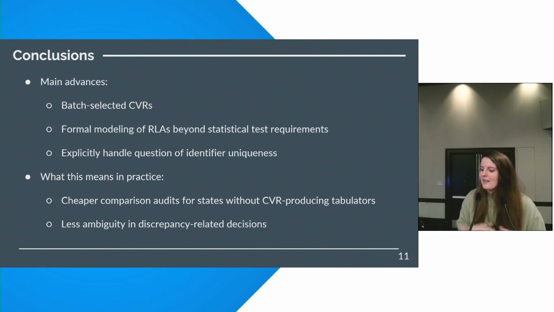So, in conclusion, the main advances of our paper are we generate batch-selected CVRs only as needed to conduct an audit. We give a formal modeling of RLAs beyond the statistical test requirements, and we explicitly handle this question of identifier uniqueness, which has not yet been done before in RLA literature. What this means in practice is cheaper comparison audits for states without CVR-producing tabulators, such as those that use transitive CVR production, and less ambiguity in discrepancy-related decisions, as our paper actually handles what to do when those CVR checks fail. So that concludes my presentation. Thank you for your time.